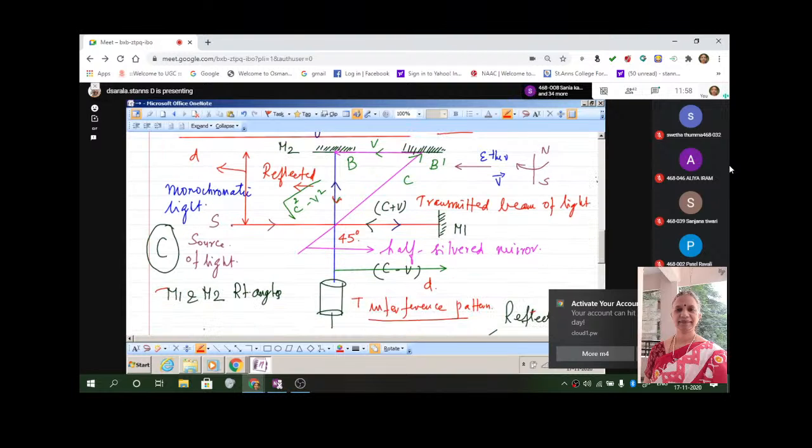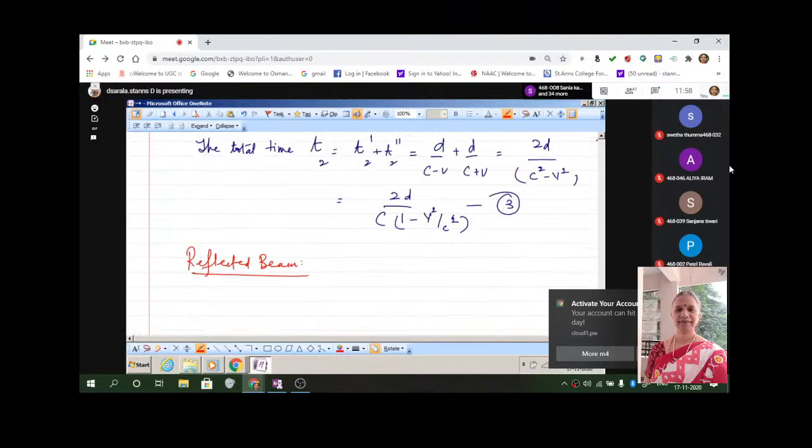Let's call that T1. So what is the time it is taking? The velocity is square root of c square minus v square. It is traveling a distance of d and coming back by a distance of d. Therefore, what will be the total time? Let's call this t1.